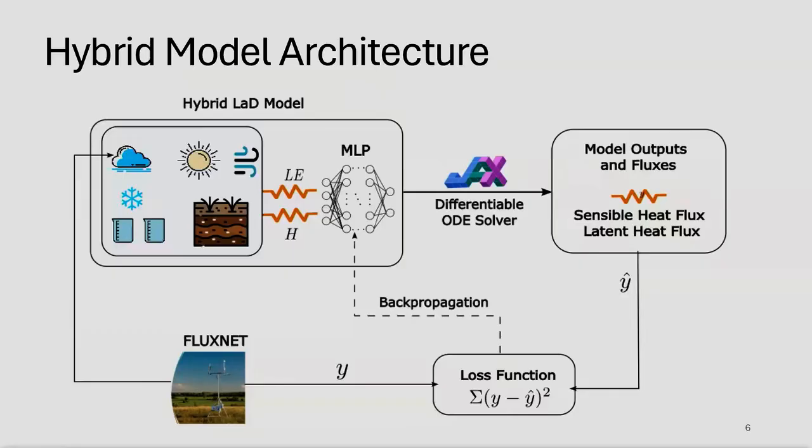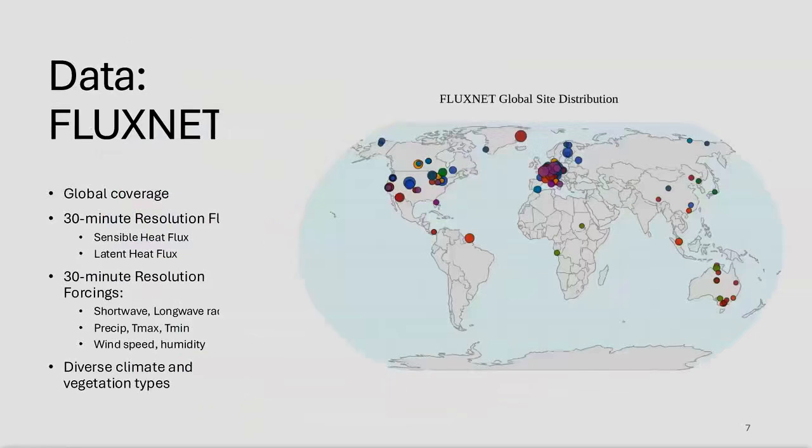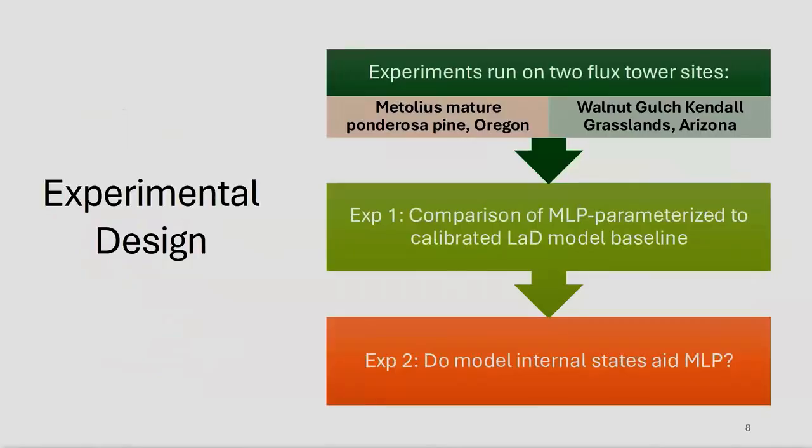And yeah, so it's a very traditional framework where we solve our hybrid model with an ODE solver. We get our sensible and latent heat flux, calculate our loss function based on the observational data, and then backpropagate all the way to our MLP to learn a better process equation. And the data set that we're using is FLUXNET, which has half-hourly observations of sensible and latent heat flux all over the globe.